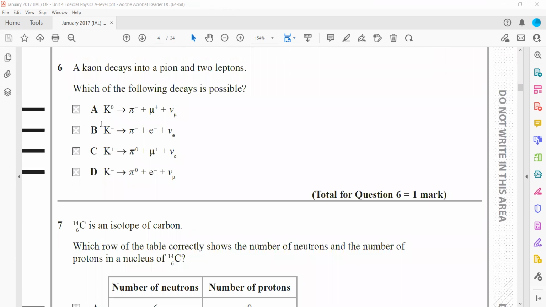Kaon decays into a pion and 2 leptons. Which of the following decays is possible? Number 1, check the conservation of charge.